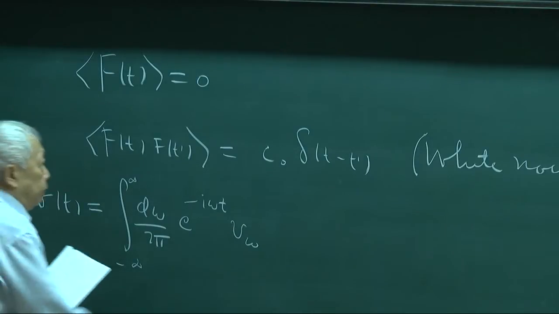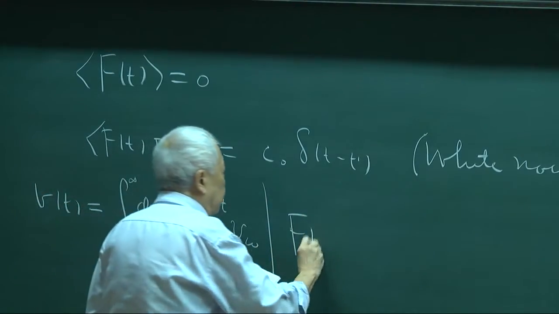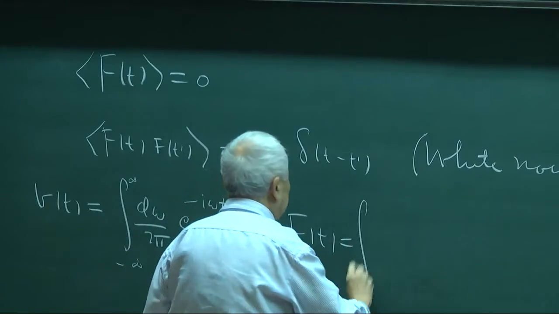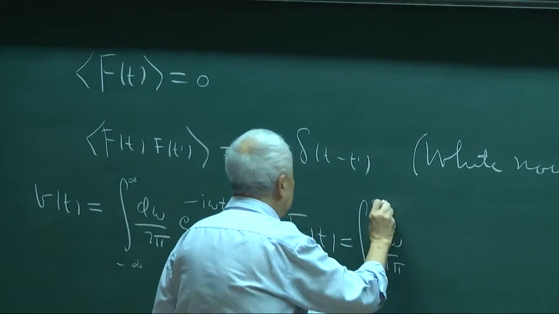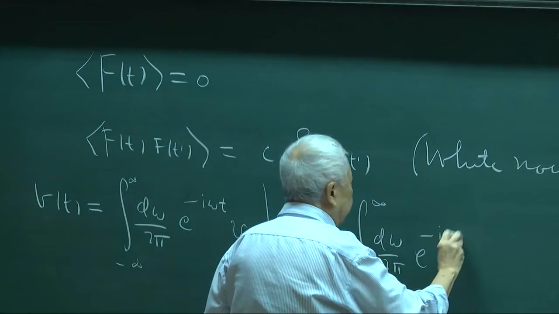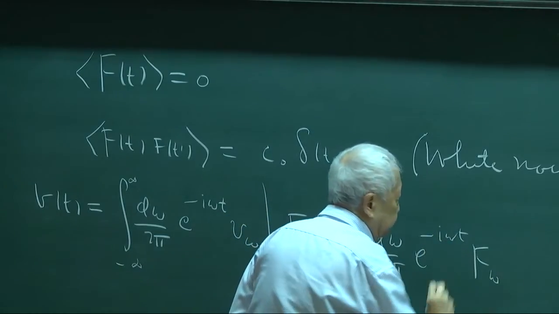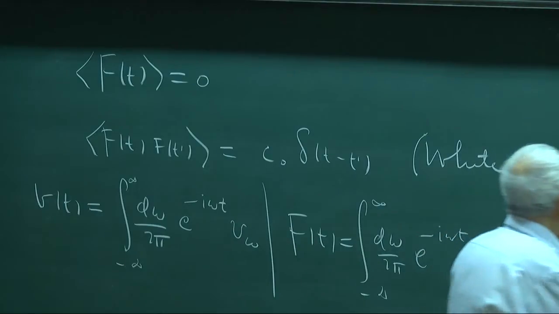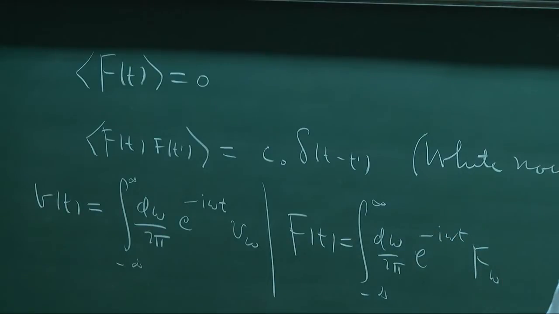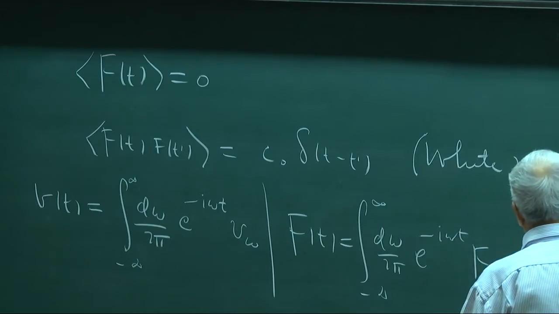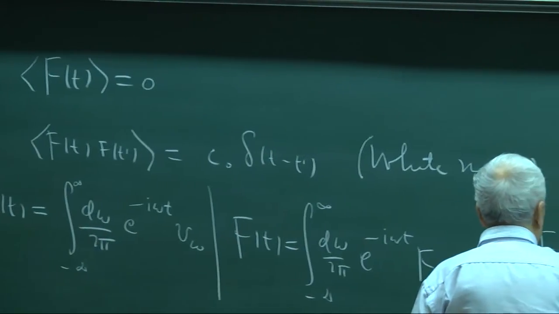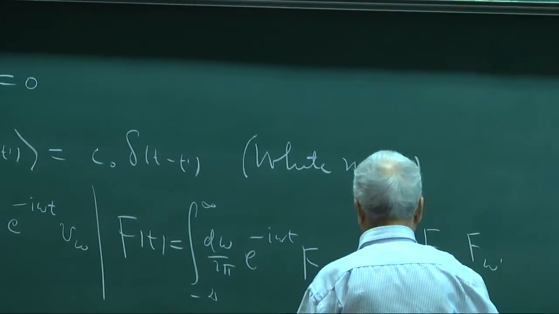And F of t is equal to the integral d omega over 2 pi, e to the minus i omega t times F sub omega. Now, if you translate this definition into Fourier transform, you will find that F omega times F omega prime.